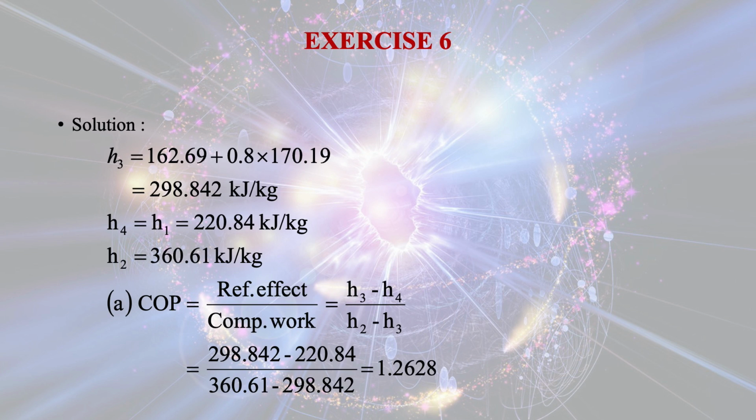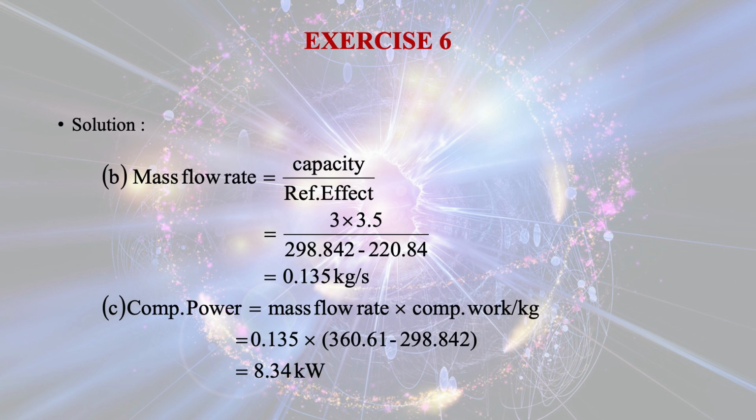So COP is nothing but refrigerating effect divided by the compressor work, that is equal to h3 minus h4 divided by h2 minus h3. If you put all these values, you will get the value of COP equal to 1.2628. Mass flow rate is equal to capacity divided by refrigerating effect. Put the values of capacity as well as the refrigerating effect, and you can calculate the mass flow rate. Here it is 0.135 kg per second. Compressor power is equal to mass flow rate into compressor work per kg. Putting in the values, the compressor power comes out to be 8.34 kilowatt.